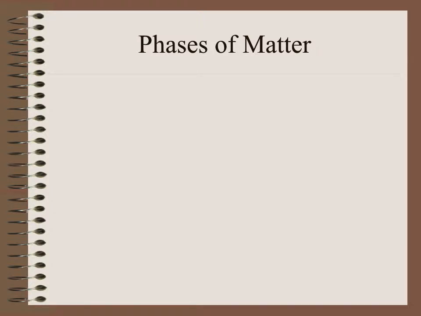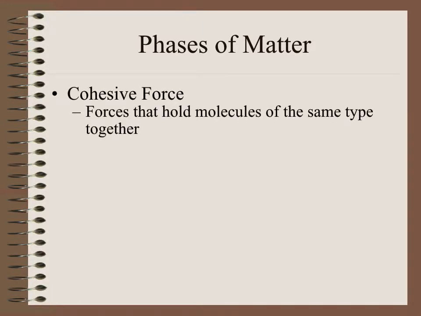Now, before we actually get into the difference between each of these phases of matter, we need to understand what is meant by a cohesive force. Cohesive forces are forces that hold molecules of the same type together. So for example, when you have a drop of water, the forces that hold all of those water molecules together as a drop would be cohesive forces. But when you have something like a piece of tape stuck to, say, a wall, that's 2 different types of molecules. So that's not cohesive. That's what we call adhesive.